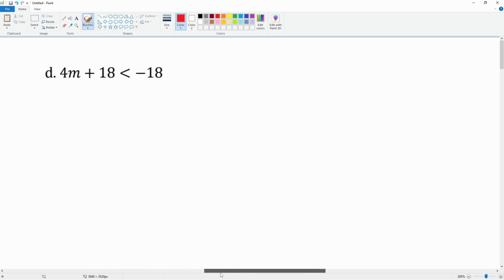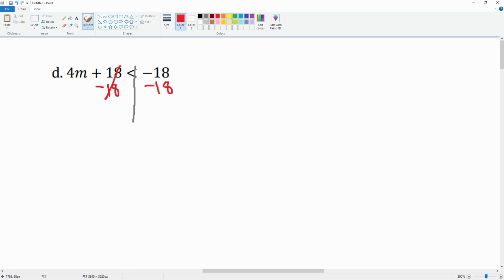Let's look at the letter D here. We have 4m plus 18 is less than negative 18. The outermost term here is the plus 18. So we're going to subtract 18 from both sides. Plus 18 minus 18 does cancel, leaving you with a 4m on the left-hand side. Negative 18 minus 18 on the right becomes negative 36. That inequality comes straight down just the way it is.